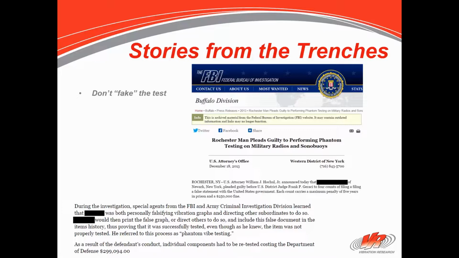And this poor person, I don't know what the outcome was, but there was a fine and looking at jail time. The count carried a maximum penalty of 5 years in prison and a $250,000 fine. When they found out about it, they went back and had to pull all the products that were phantom tested, pull them back and retest them. It cost the Department of Defense $299,094. I love rounding it to the $94. Surprised it didn't have cents in there too. But that was what it cost to do this phantom test. So the moral of the story is, and the FBI, of course, points this kind of stuff out to all of us, don't fake the test. Just, you don't want to do it.